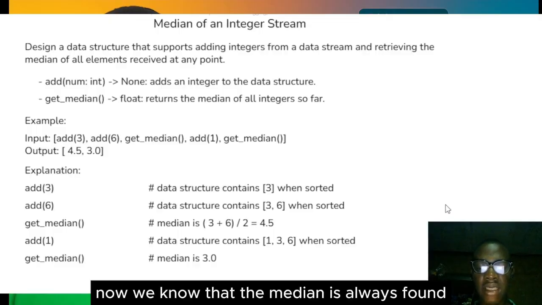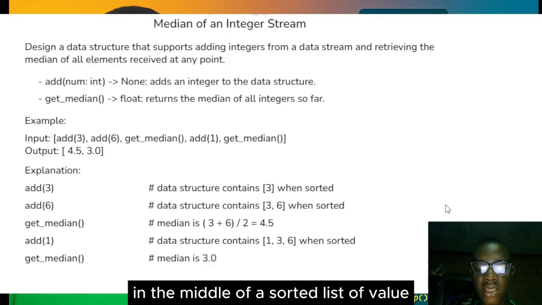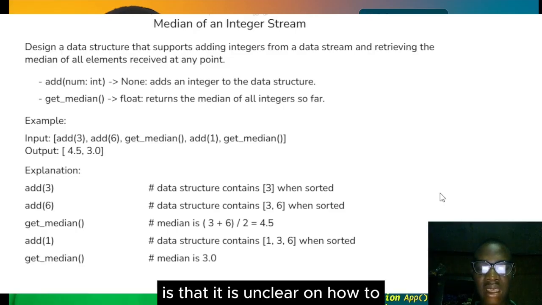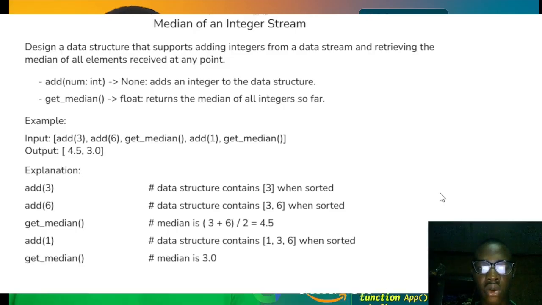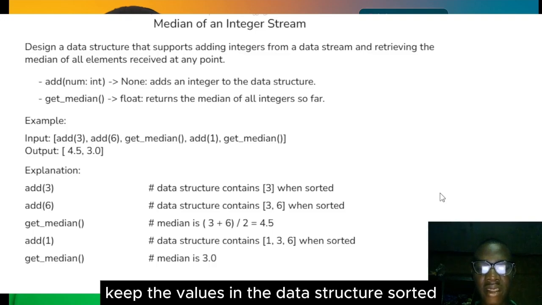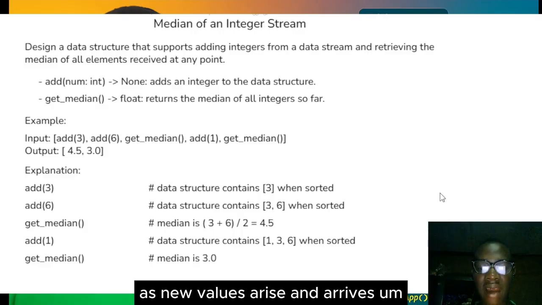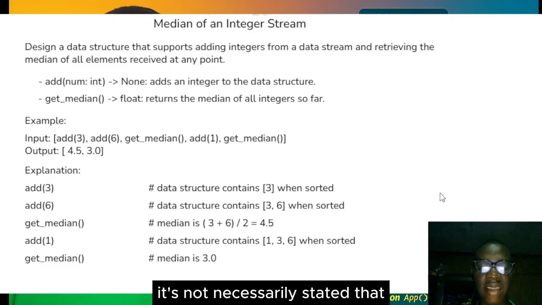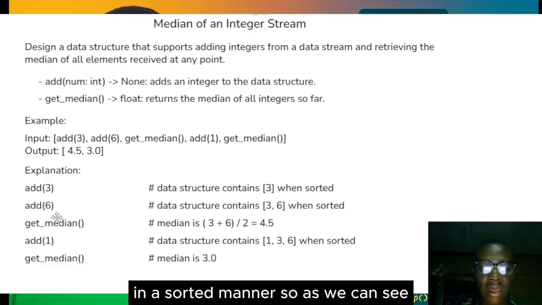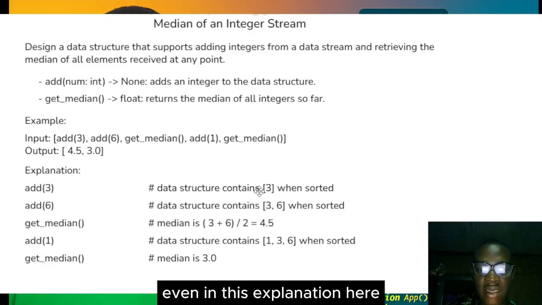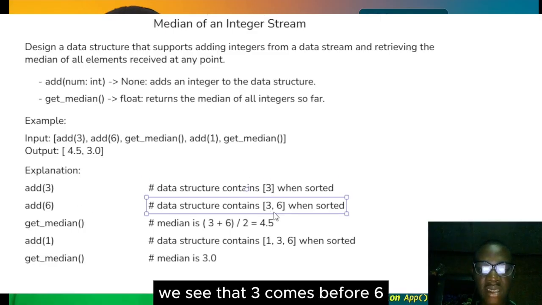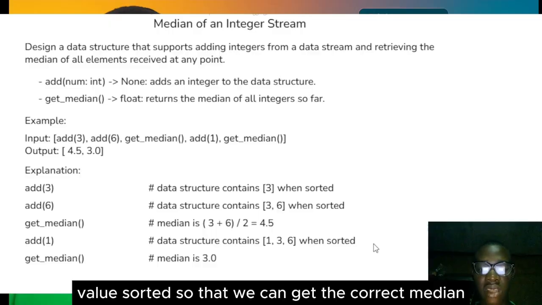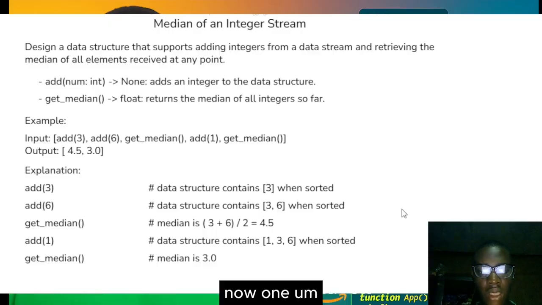Now we know that the median is always found in the middle of a sorted list of values. The challenge with this problem is that it is unclear how to keep the values in the data structure sorted as new values arrive, since it is not stated that the values will come in a sorted manner. As we can see in this explanation, 3 comes before 6 and then 1 comes eventually. So the challenge is, how do we keep these values sorted so that we can get the correct median?